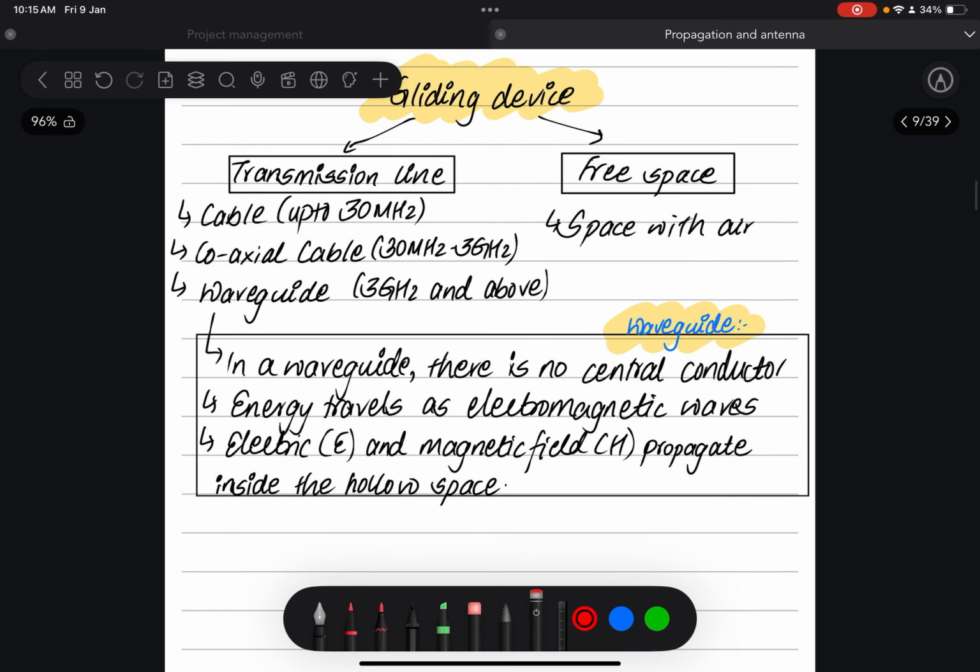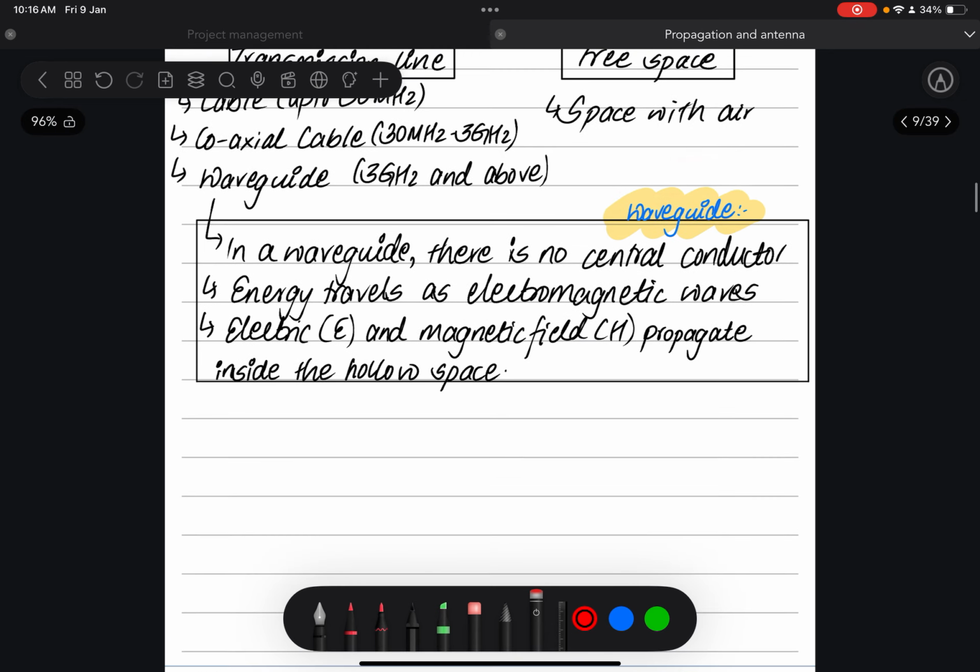So what is a waveguide? Transmission lines are of three types. What do you mean by waveguide? In a waveguide, there is no central conductor. Energy travels as an electromagnetic wave, and the electric and magnetic fields propagate inside the hollow space. So yeah, that's the definition of a waveguide.